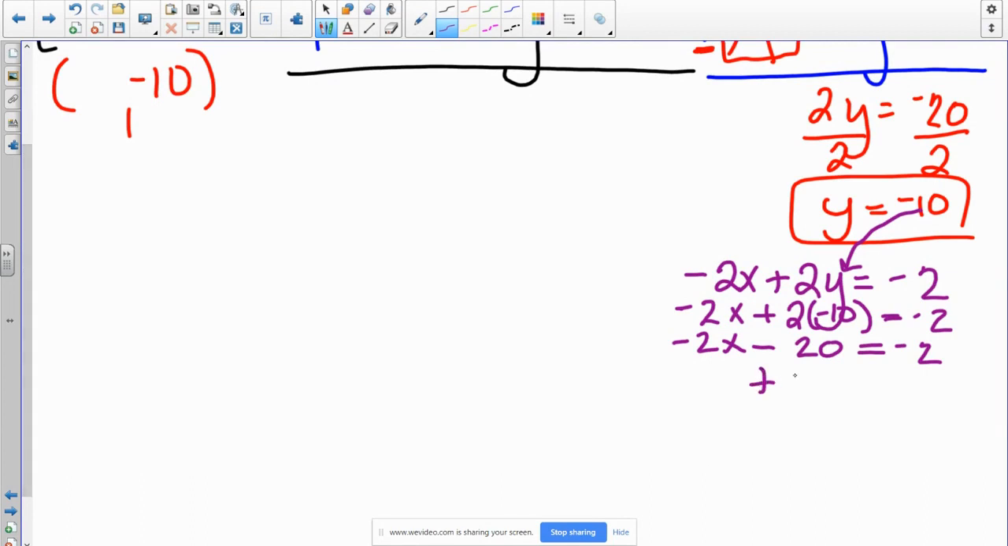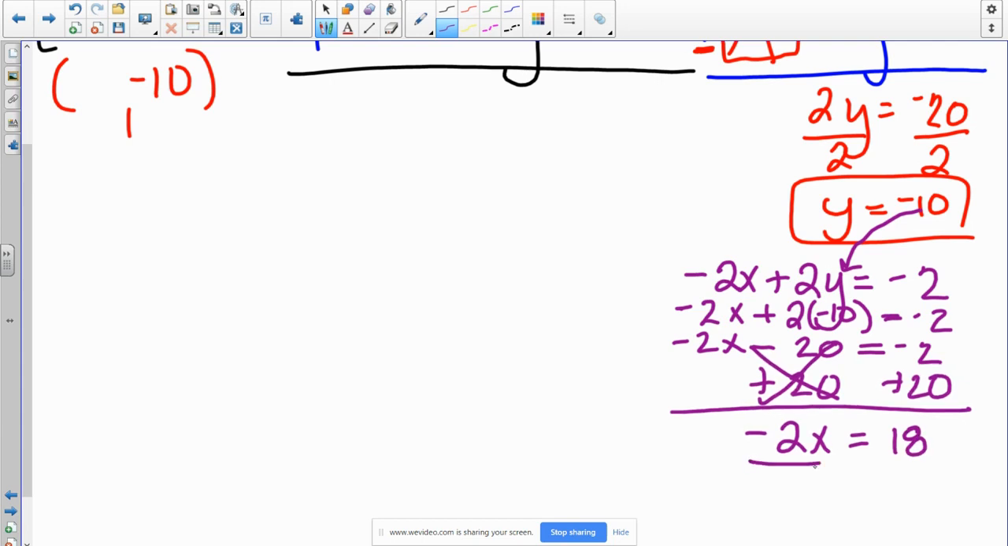And so then I'm just going to solve it like a 2-step equation. I'm going to add 20 to both sides. I get -2x equals 18. I'm going to divide by -2. And I get x to be -9. So now I can put -9 here. So I've written it as an ordered pair.